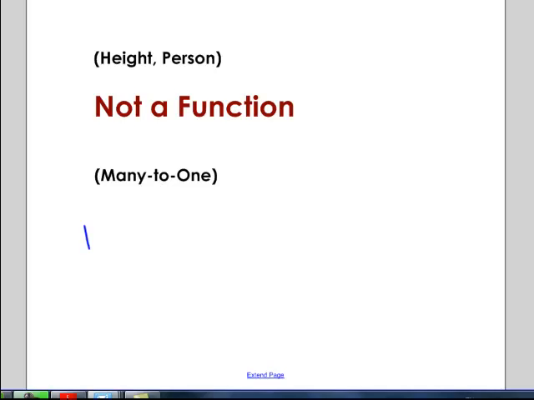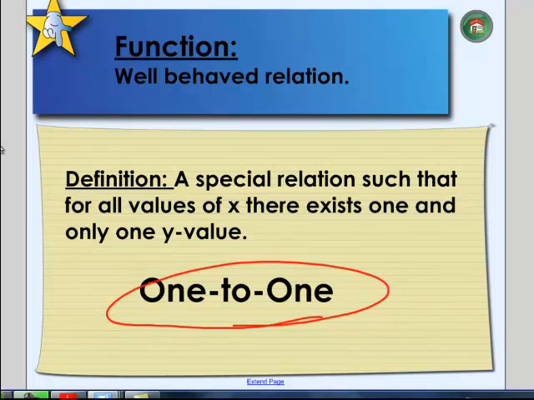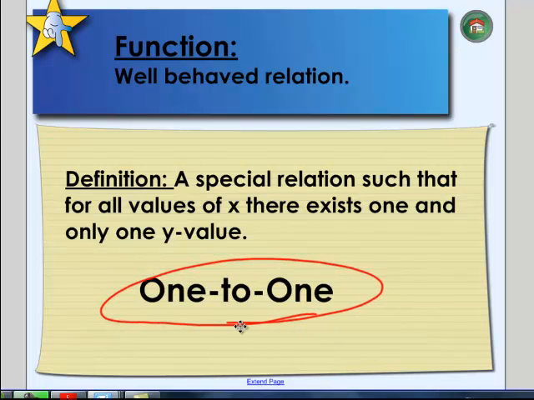We could say that 3 people in the class, for example, Tom, Mary, and Bob, are all 5'8". If they're all 5'8", then there's no one-to-one correspondence here. We can't determine just because someone's 5'8" that it's Tom, because it could be Mary or Bob. So this is not a function. It's still a relation though. So the big thing to point out here is that my relationships have to be one-to-one. A function is a special relation such that for all the values of x there exists one and only one y value. And again, we can say that the x is the independent and the y value is the dependent.